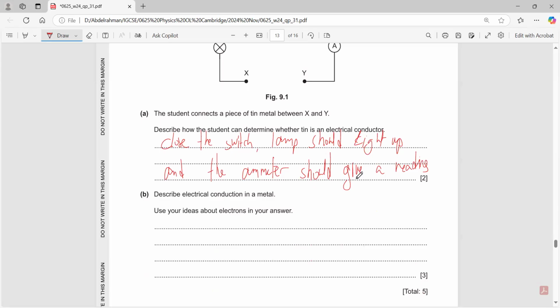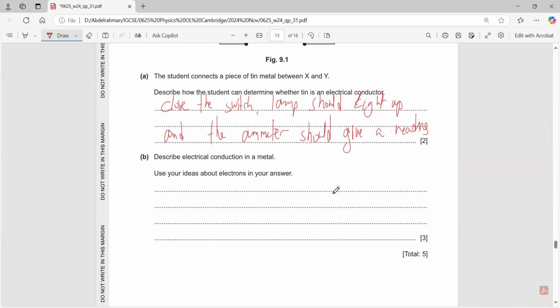Describe electrical conduction in a metal. Use your ideas about electrons in your answer. Electrical conduction. Basically, what happens? Yes, we need to talk about why does it conduct?